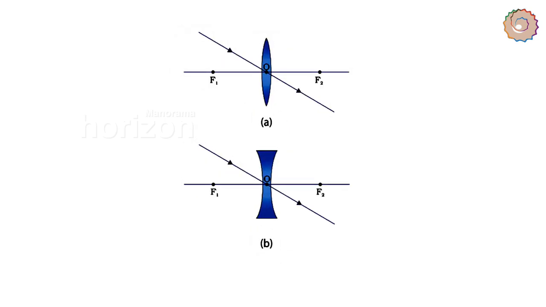Next, rays traveling through the center of curvature, whether it is that of a convex lens or a concave lens, will suffer no deviation, no bending and no distortion as they pass through the lens. They will pass perfectly straight.